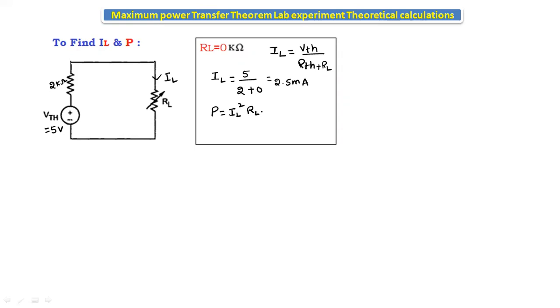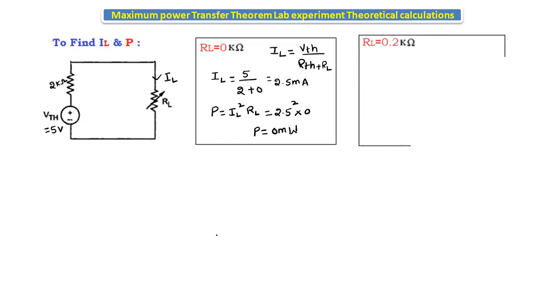We can also use one more formula, that is VTH whole square by 4 into RTH, but I am using this formula to find out the power. IL square into RL. The IL value we got is 2.5, whole square, into RL value is 0. So power we will get 0 milliwatts, 0 milliwatts for the 0 kilo ohm resistor.